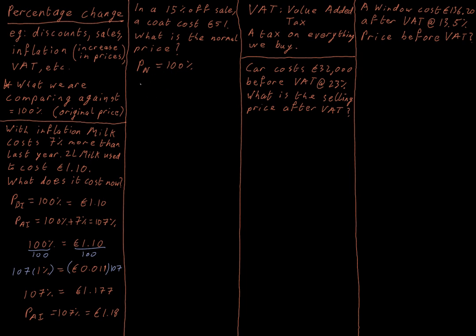So now we know the price during the sale, which we may as well call PS, for the price during the sale, is €51, but it's also our original price minus 15%. So that's going to be €51 is going to be 100 minus 15, which is 85%.